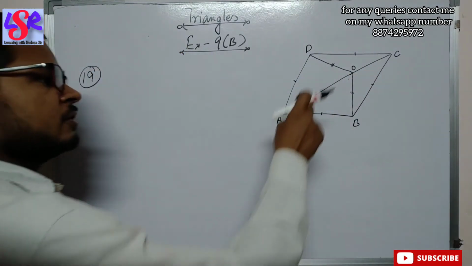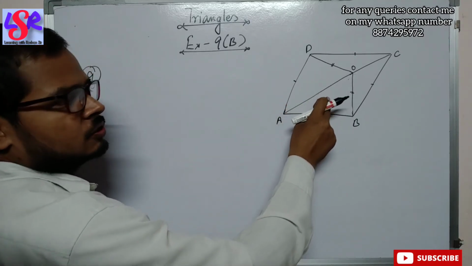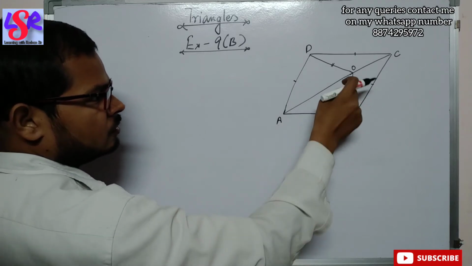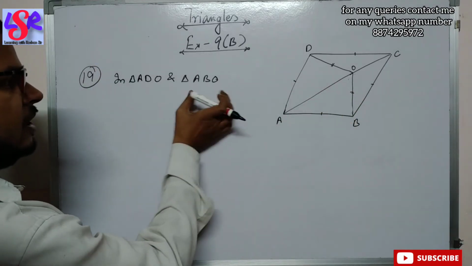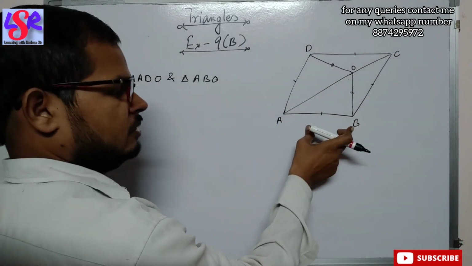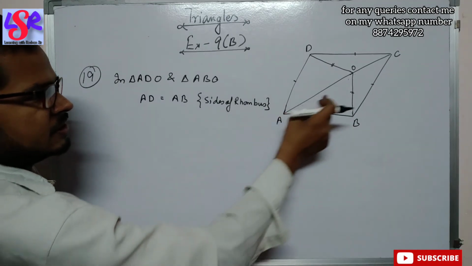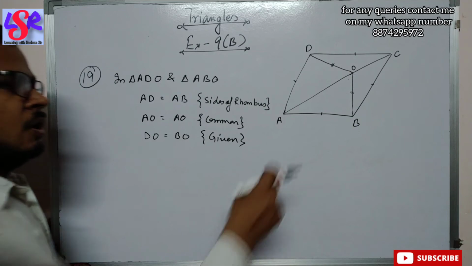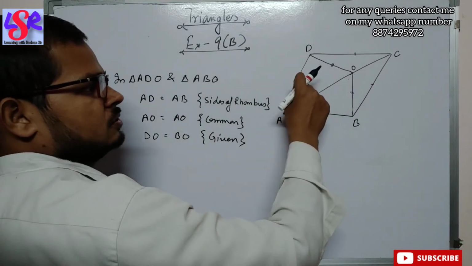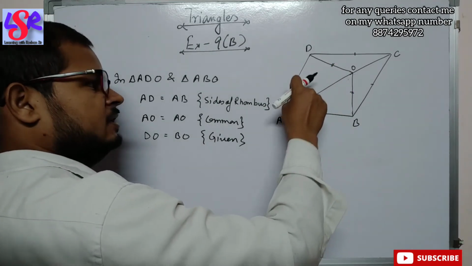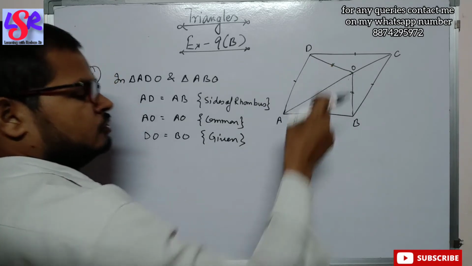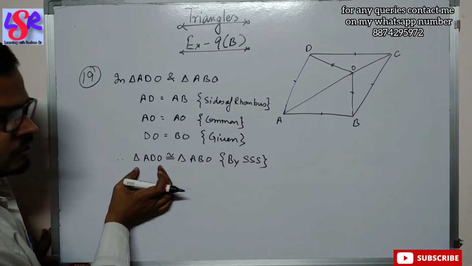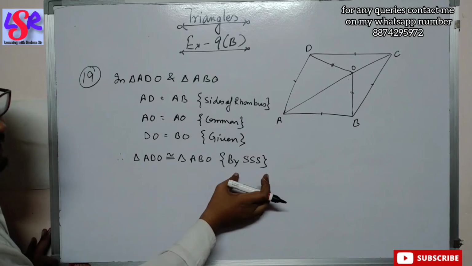Now to do so, first of all, we are going to prove these two triangles congruent. So in triangle ADO and triangle ABO, we can take AD equals AB as sides of the rhombus. AO equals AO common, and DO equals BO given. Now to prove these two triangles congruent, we have used all the sides, that is AD, DO and AO. So it is congruent by SSS criteria. Therefore, triangle ADO is congruent to triangle ABO by SSS.